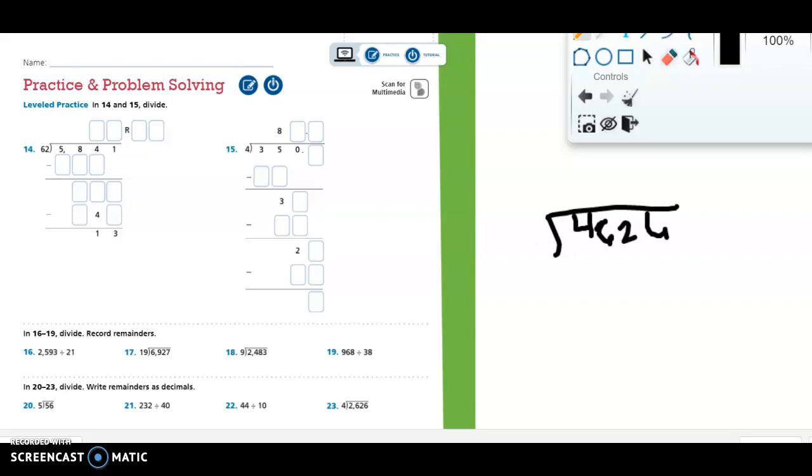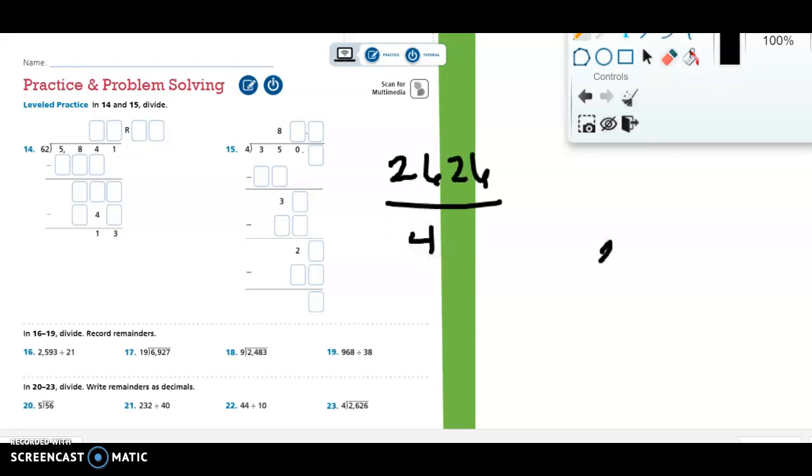All right, now we're going to take 2,626 and divide it by 4. So again, I always like to think of it as an improper fraction. Oh, that's wrong. Let's rewrite that. I wrote that wrong, you guys. It's 2,626 divided by 4. There are no decimals here, but I'm going to write my remainder as a decimal.